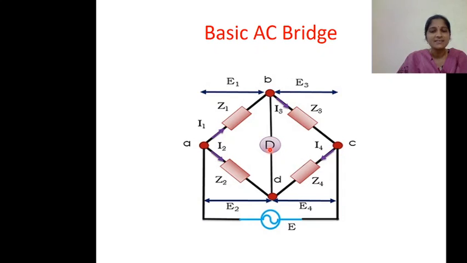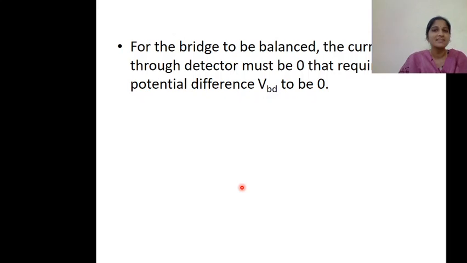So to make the current zero, what is the condition here? That means E1 should be equal to E2. As I told you, for the bridge to be balanced, the current through the detector must be 0.